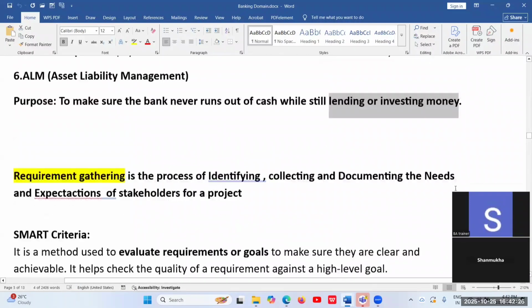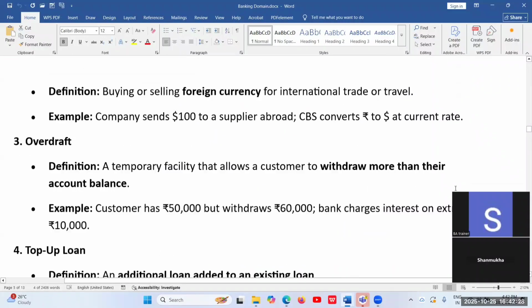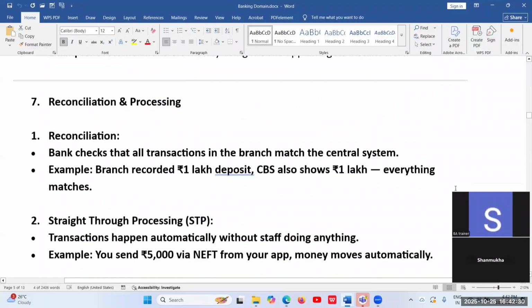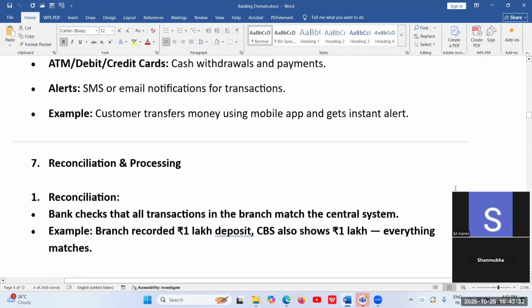So for the terminology we have discussed, Shanmuka, do you have any doubts? No, no, no. I will revise it again if I forgot. Yeah, sure, Shanmuka. Please rejoin. This meeting is ending in 1 minute.